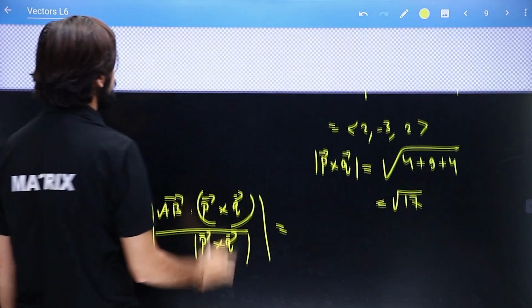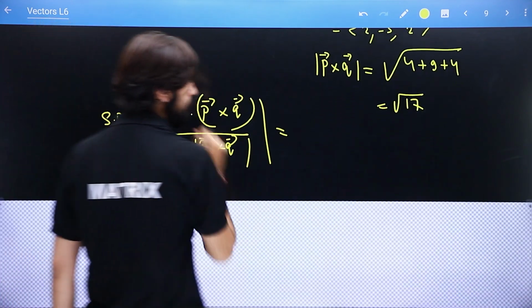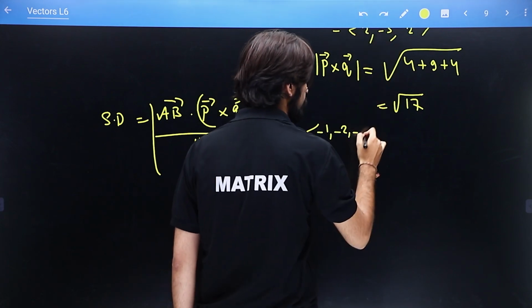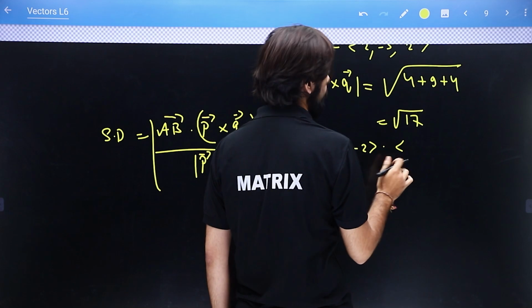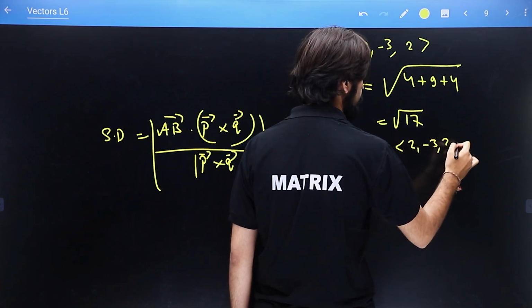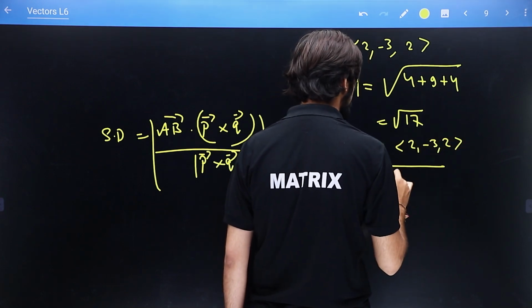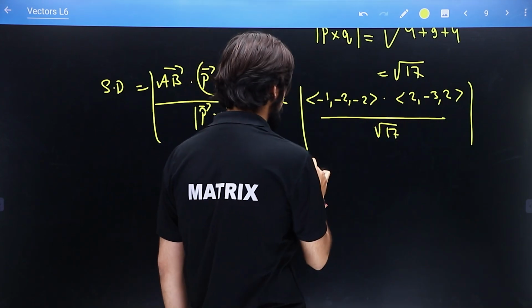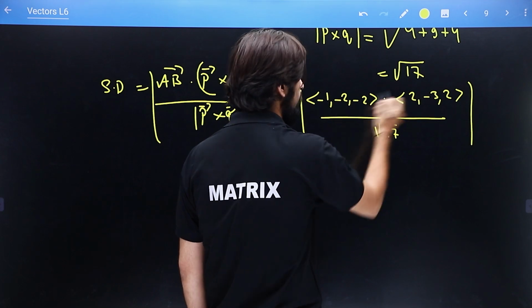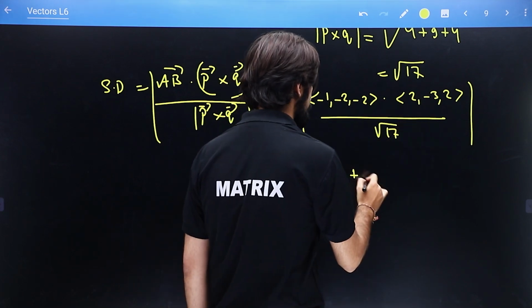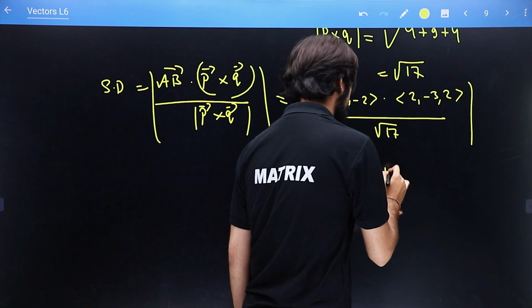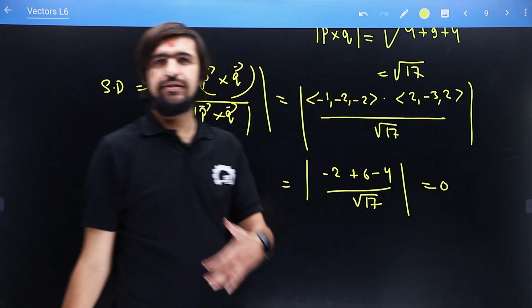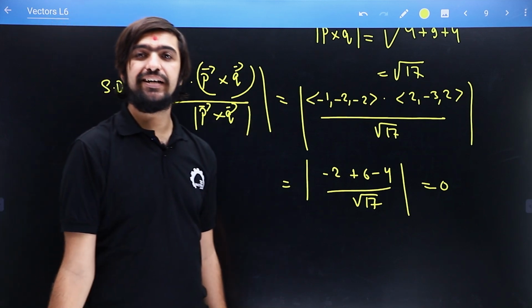So what was the value of AB? AB was minus 1, minus 2, minus 2. Dot, this will be 2, minus 3, and 2, divided by root 17, and we can take the whole mod. So minus 1 multiplied by 2 gives minus 2, minus 2 multiplied by minus 3 gives plus 6, and minus 2 multiplied by 2 gives minus 4, divided by root 17. So you got distance 0. If the shortest distance between two lines is 0, then both are intersecting lines.